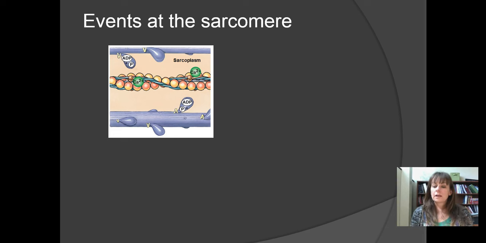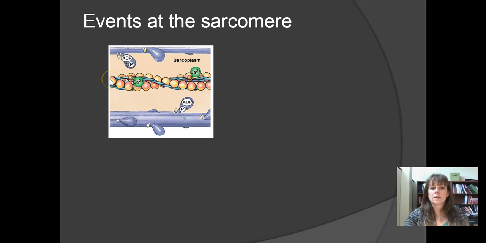One other piece that I'd like to add a few more details onto is the nature of the interaction between myosin and actin. So what we're looking at here is one myosin filament, one thick filament. Here's one of the heads poking out. Here's another thick filament. Here's a couple of heads poking out.